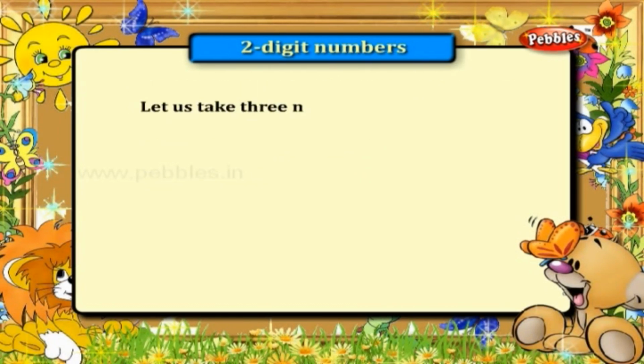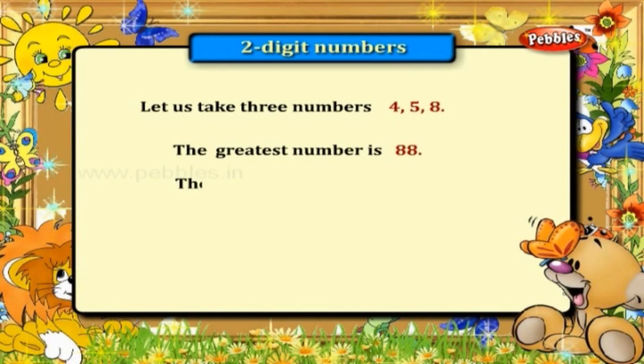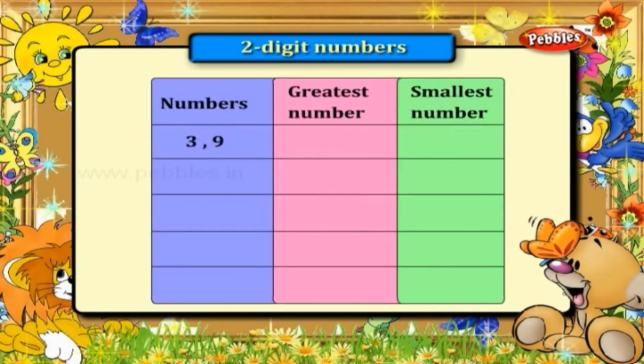Let us take 3 numbers, 4, 5 and 8. The greatest number is 88 and the smallest number is 44. From 3 and 9, we get 99 as the greatest number and 33 as the smallest number. From 4 and 8, 88 is the greatest number and 44 is the smallest.